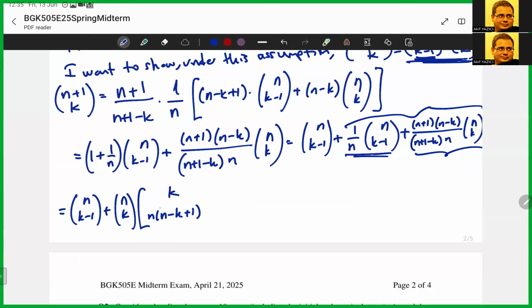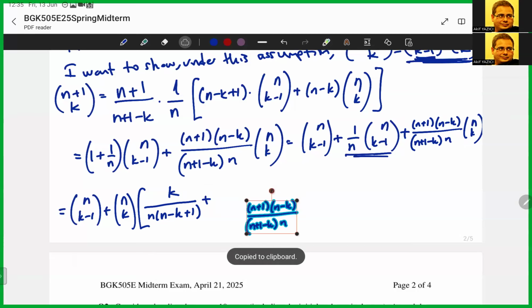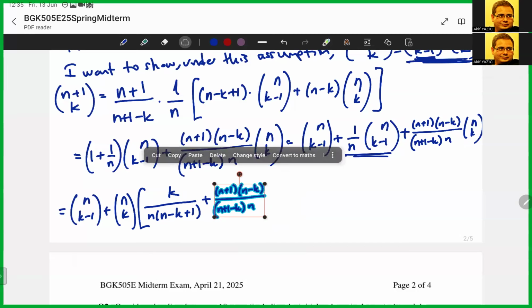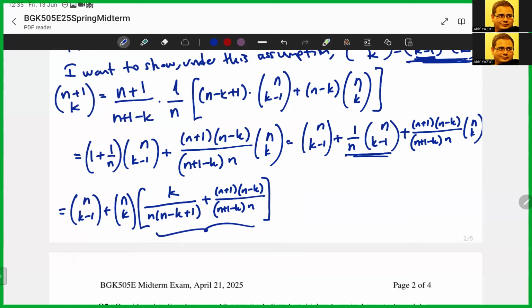Okay. Plus this coefficient here. Copy this, put it here. Okay, so my hope is this thing here will add up to 1. So that's what I'm hoping for. And I can actually do that here.